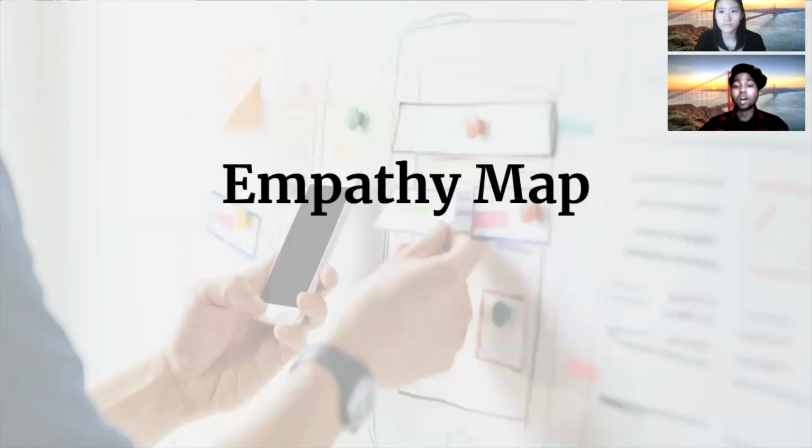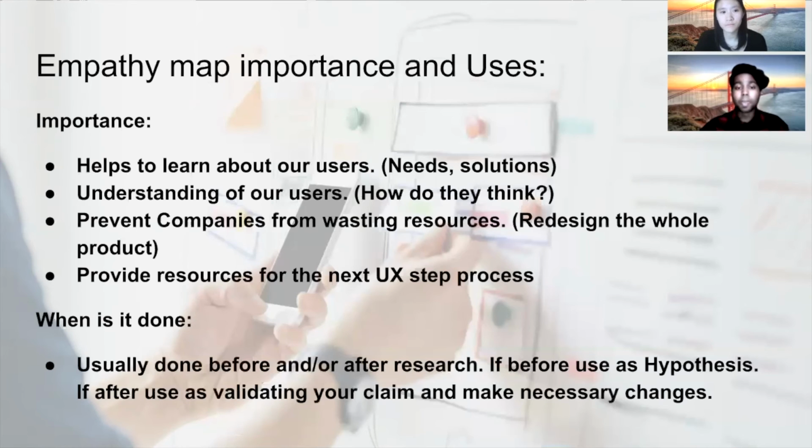And then we move to the empathy map. What is the importance of an empathy map? It helps us learn about our users. The stakeholders map tells us who our users are, but the empathy map goes more in depth, which helps us find their needs. In the future we'll see how we can come up with solutions. The second point is understanding our users. How do they think? What do they do? What do they see? Those things.